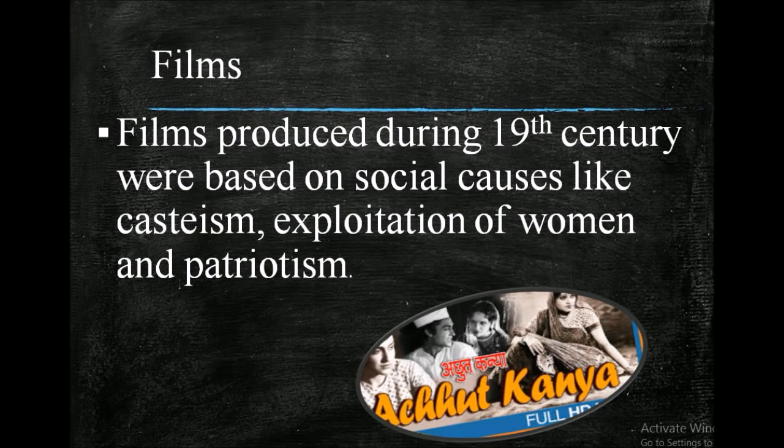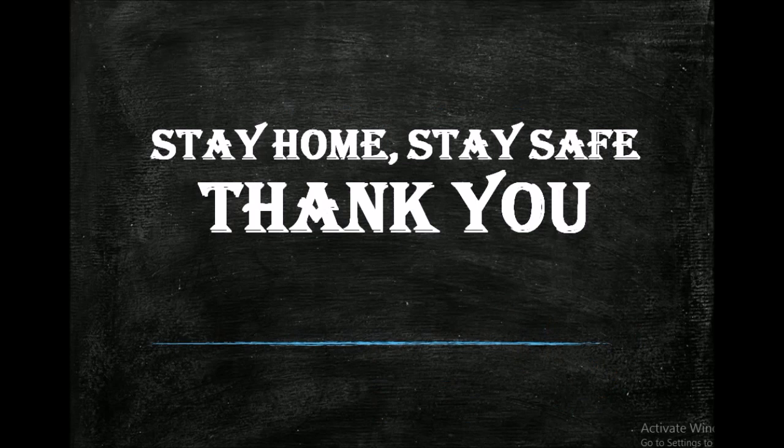So, students, these were some of the primary and secondary sources through which we came to know about modern Indian history. With this, we come to an end of chapter number 1. In our next video, we will start our next chapter, chapter number 2, the establishment of company rule.